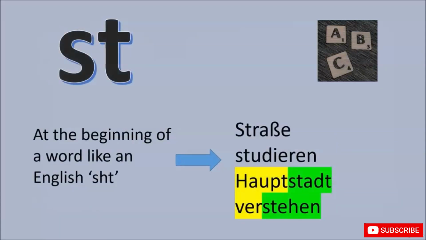And similar thing with the ST. At the beginning of a word, it's like in English st. So Straße, studieren. And again, I've got two words here which are a combination of two words. So Hauptstadt, because Stadt starts with an ST, so that's Stadt. And we just put something in front of it, but that doesn't change the pronunciation of Stadt. And verstehen, because stehen starts with a st sound. So having the prefix there doesn't change the pronunciation.